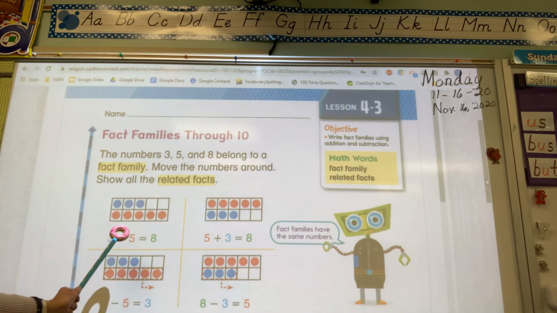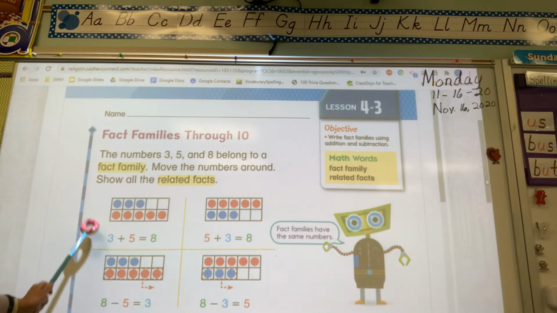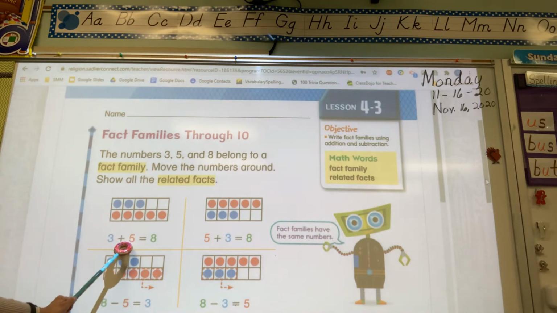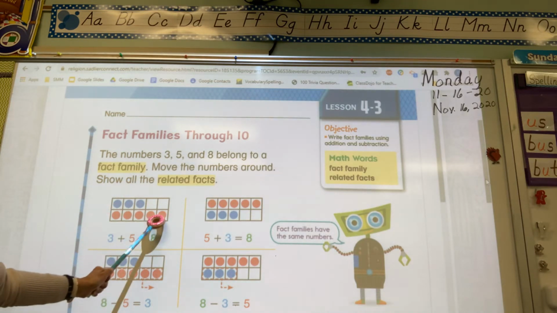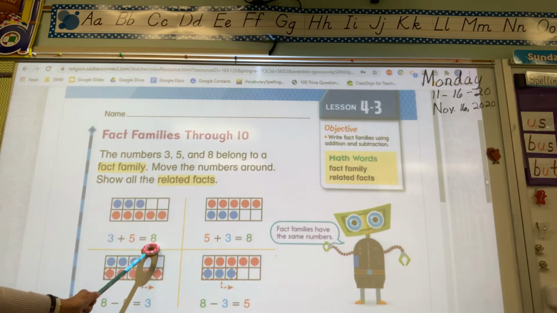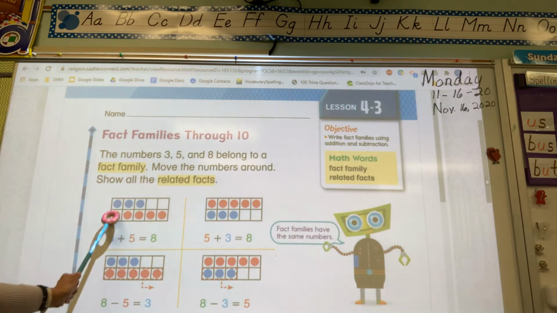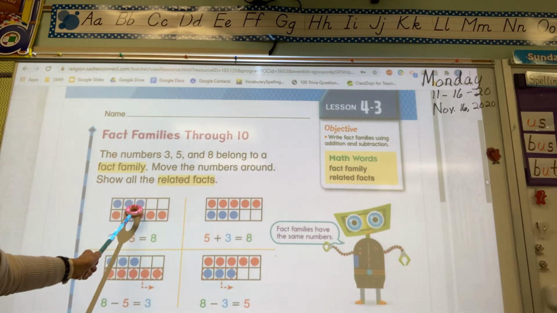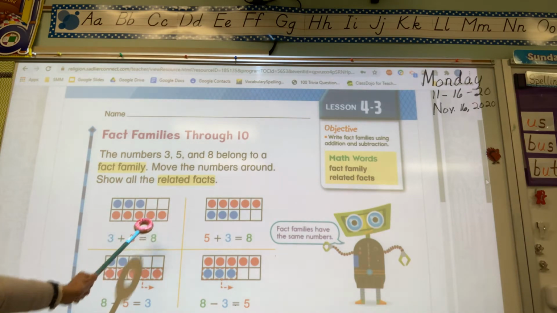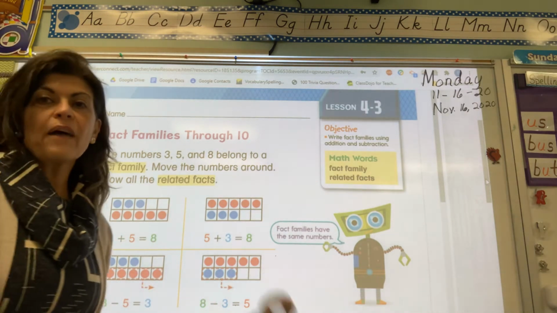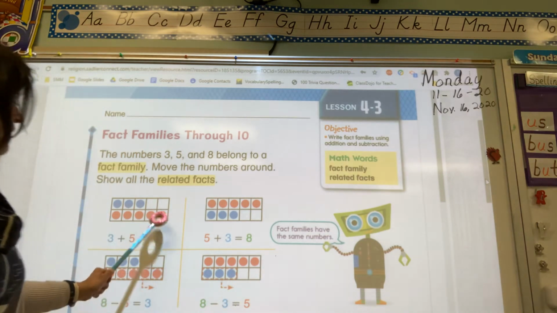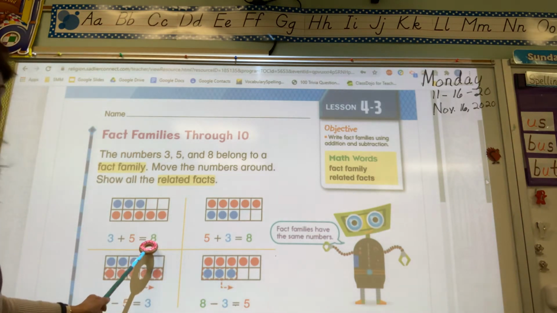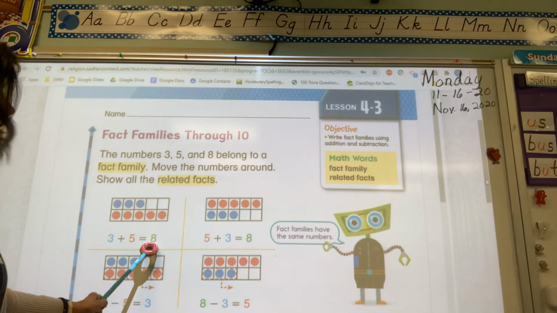So let's take a look at this one first of all. So 3, that's one of our parts, and 5, our other part. 3 plus 5 equals, and the whole is 8. 1, 2, 3, 4, 5, 6, 7, 8. And do you see how each number matches the color of the circles? And that's very important to help you recognize what the two parts are. And then the whole, the answer is going to be the third color.